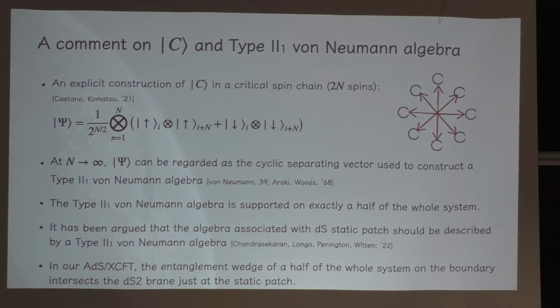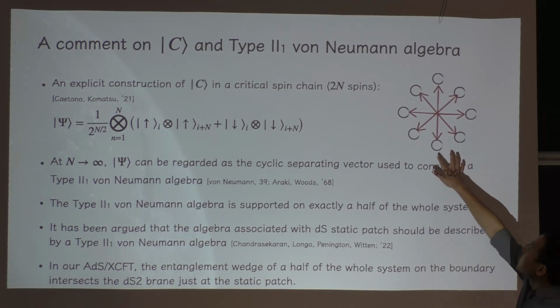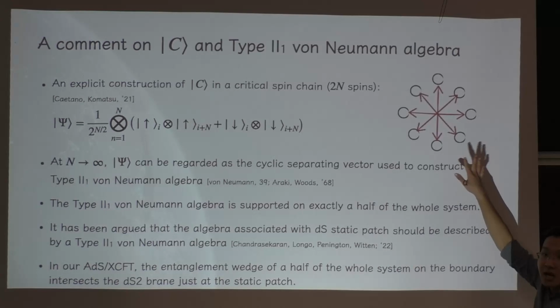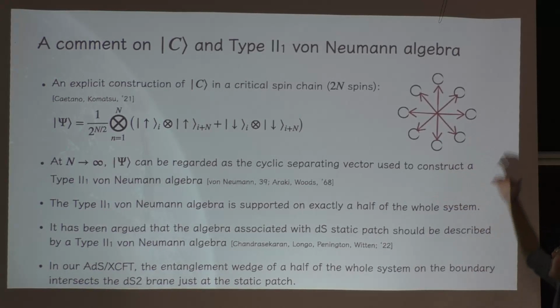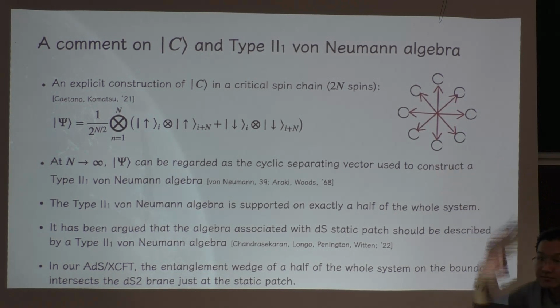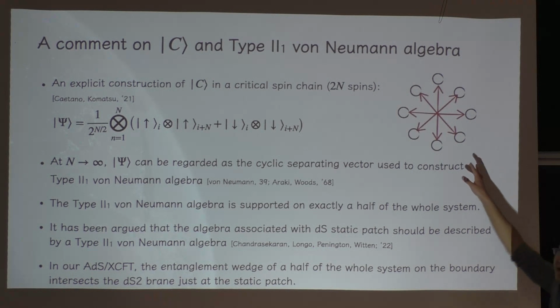Then you can prepare a state where you make an EPR pair between the antipodal points, and you take the tensor product of all those EPR pairs. Then you can show that in some specific theories which describe critical spin chains, this is actually like a Crosscap state. So if you look at this, then now I can answer John's question.